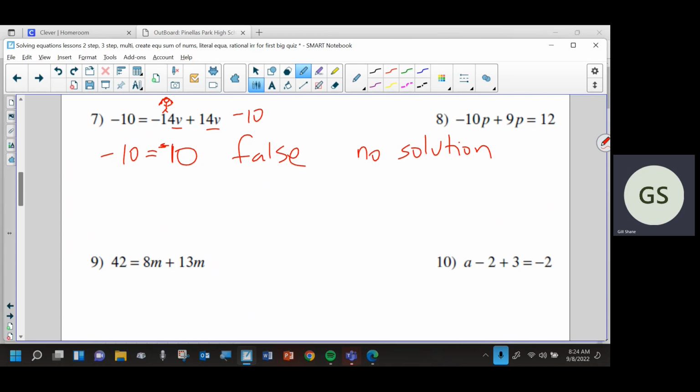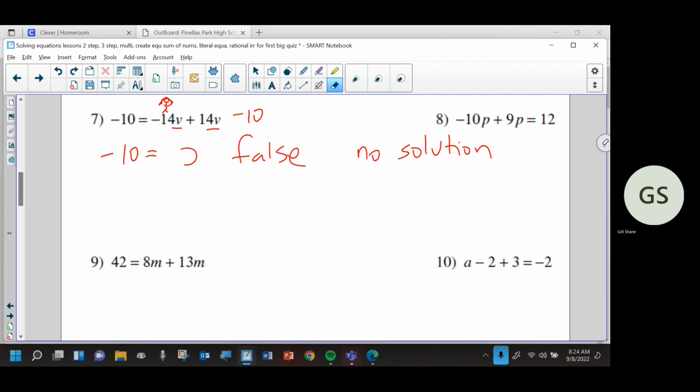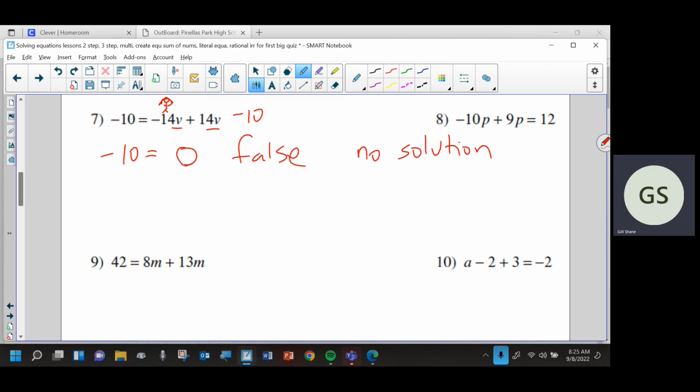Actually, let me change and write another line. So 0 is false. If I were to get negative 10, again, the variables went away, so I'm still left with 1 number on both sides. That is true. Negative 10 equals negative 10. That is a weird solution that we call infinite solutions. What that means is that I can plug any number I want into this new equation I created, and it will always make the left side equal the right side. Doesn't matter what number I use. I use 1, 2, 0, a million, negative a million. Anything will make the left side equal the right side.